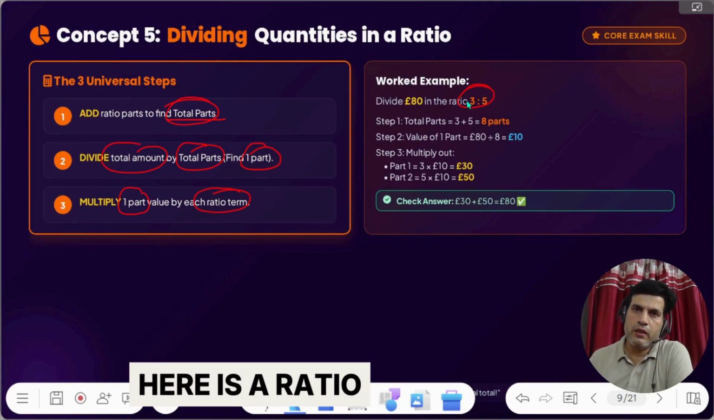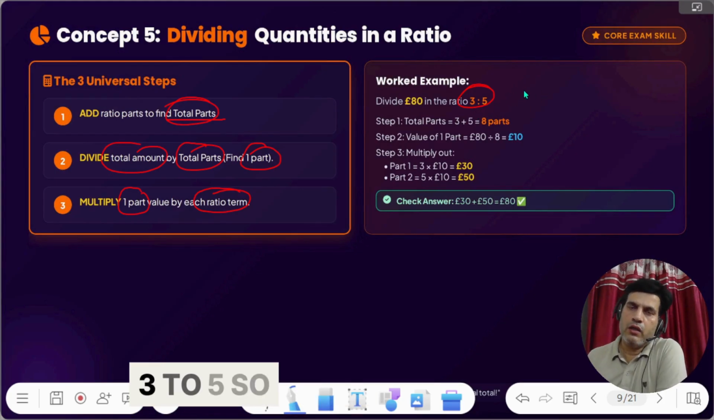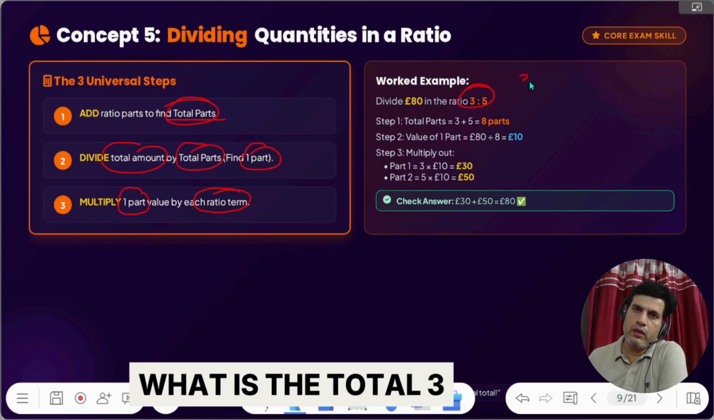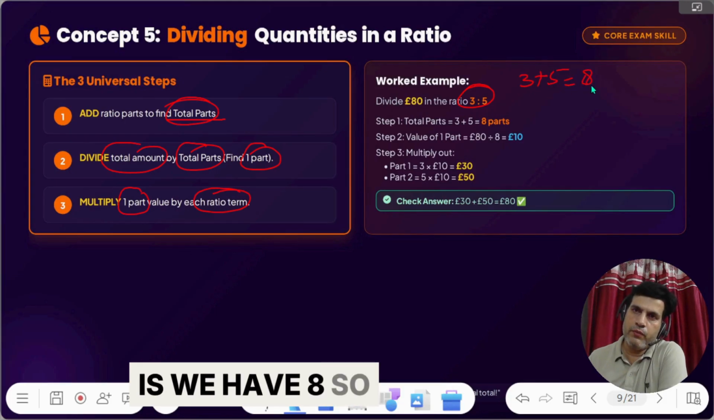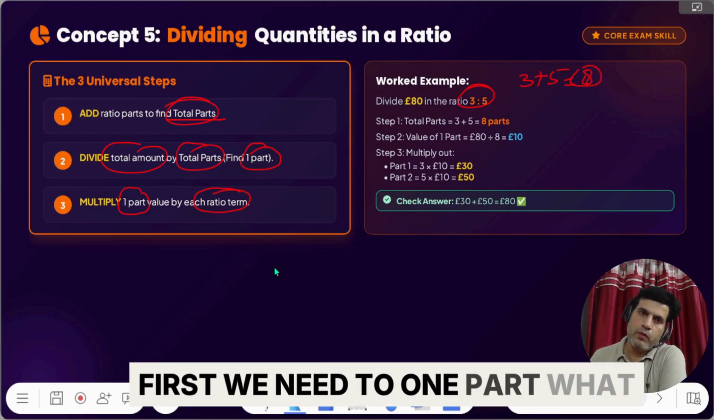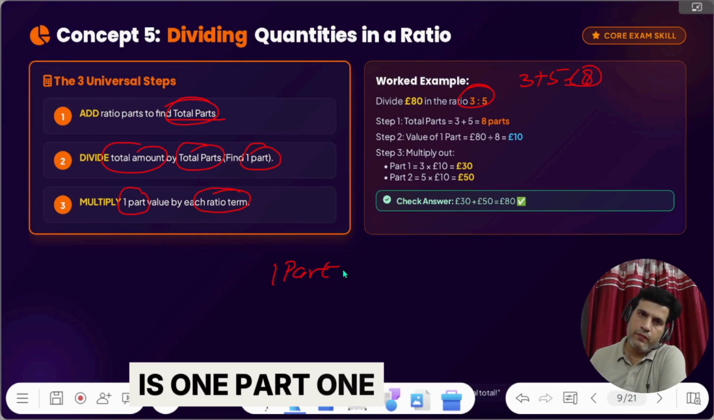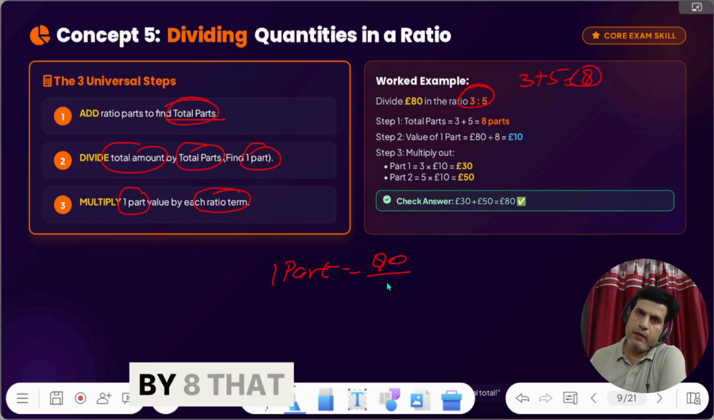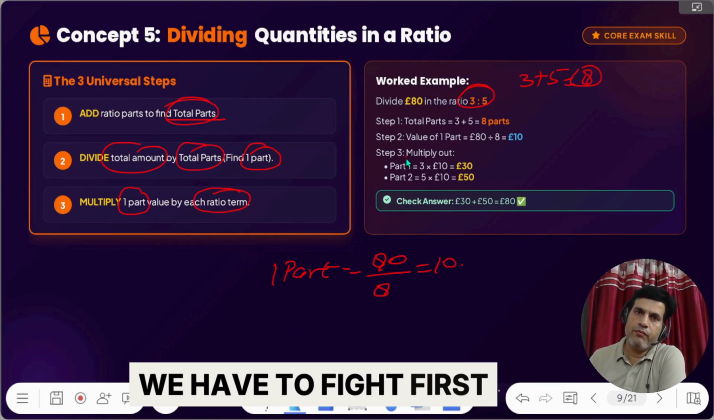Suppose here is a ratio 3 to 5, so what is the total? 3 plus 5, that is 8. So first we need to find one part. What is one part? One part is 80 divided by 8, that is 10.